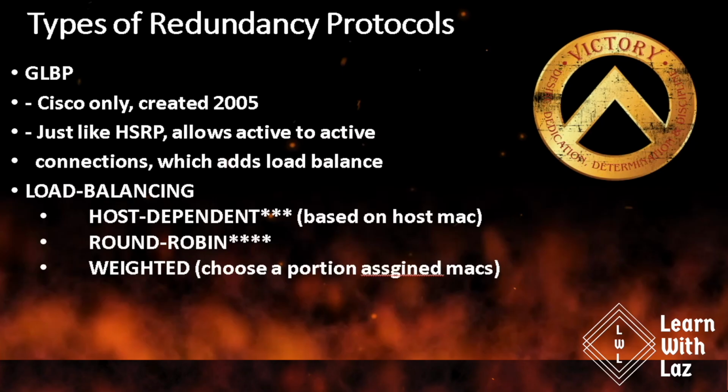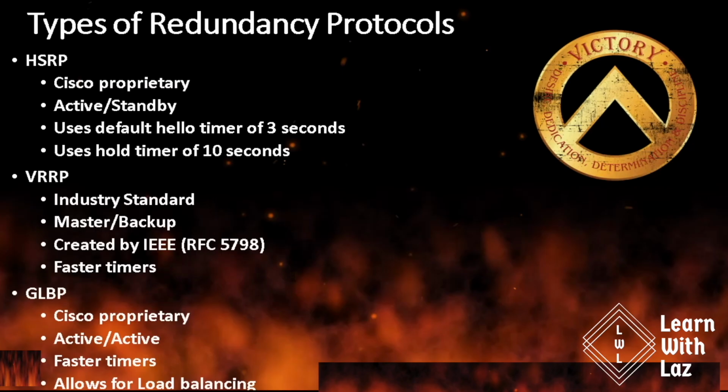That's pretty much it. Summarizing, the key points you need to understand: HSRP is Cisco proprietary, active standby, and based on priority numbers. The default hello timer is 3 seconds and the hold timer is 10 seconds. That was way back in the day. In today's world, we can all go to milliseconds if we want to.